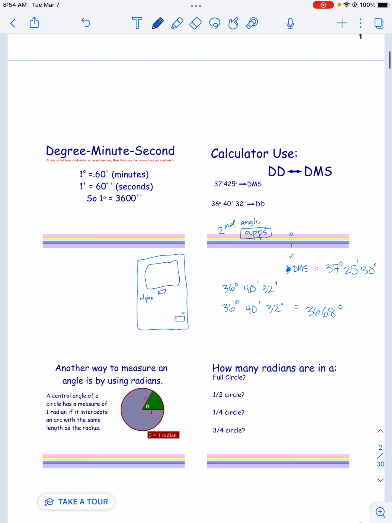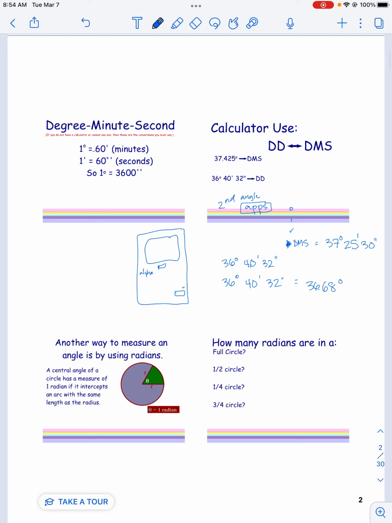The calculator does a lovely job of making that conversion. If you type in 37.425 into your calculator, double check that your calculator is in degree mode by hitting the mode button, which is up here underneath the screen somewhere in the center of the calculator. Scroll down, make sure it's in degree mode, and you're all set to go.